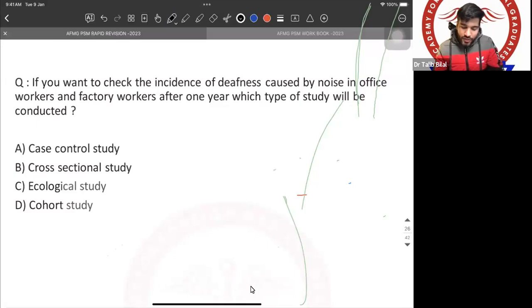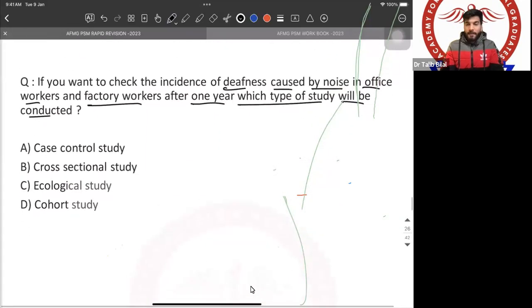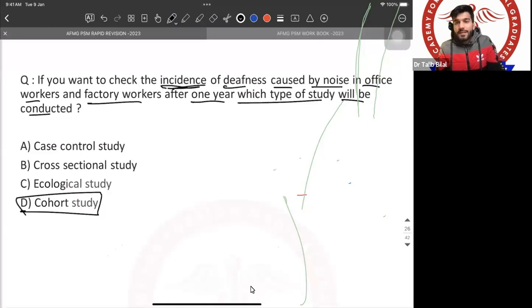If you want to check the incidence of deafness caused by noise in office workers and factory workers after 1 year, which type of study will be conducted? Which study will you do? Cohort study, guys. Incidence is checked in which type of study? First hint: incidence and relative risk are checked in cohort study. That is a forward-looking study.